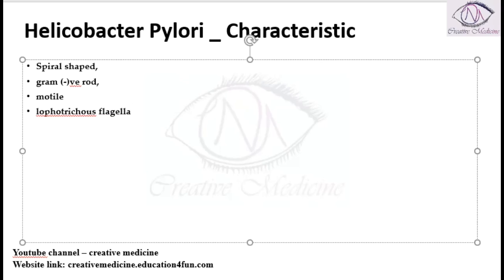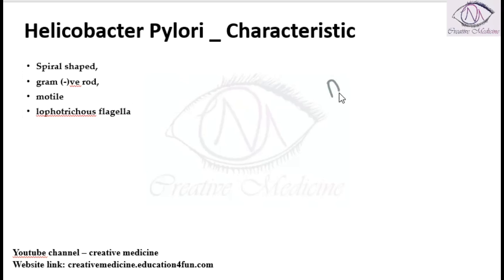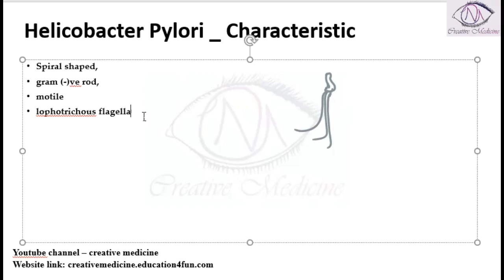So actually, if we draw, it is a gram negative rod, a little spiral shaped, and it is motile with flagella present at one pole, called lophotrichous flagella. Now, it mainly attaches to the human gastric mucosa because of the adherence factors present in the gastric mucosa.